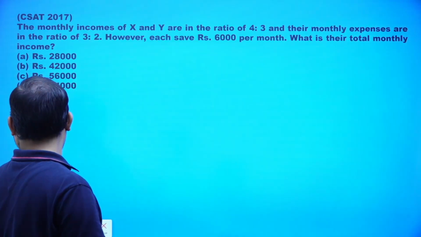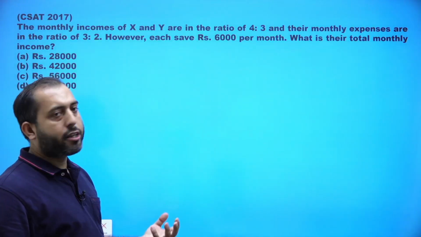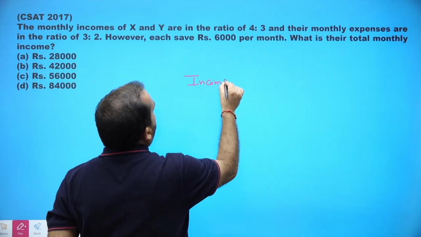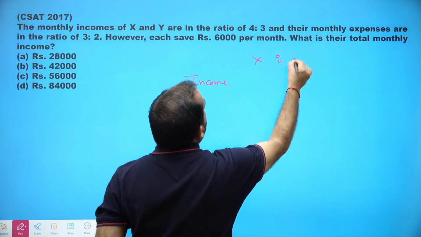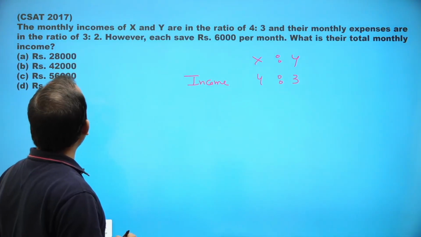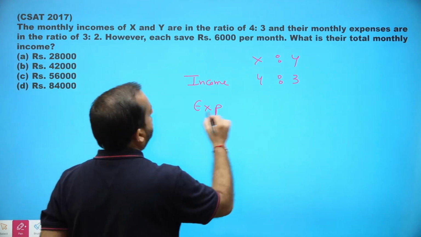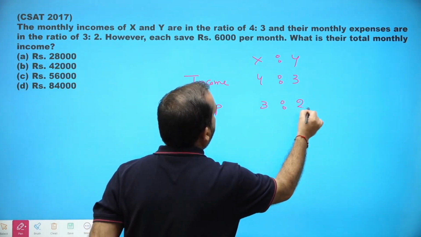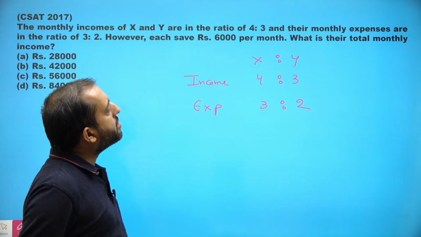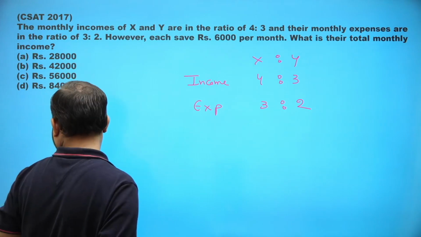See, this question says the monthly incomes of X and Y are in the ratio 4:3, and their monthly expenses are in the ratio 3:2. However, each saves rupees 6,000 per month. What is their total monthly income?